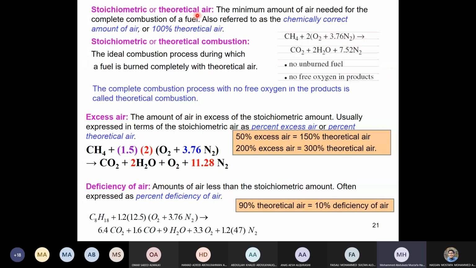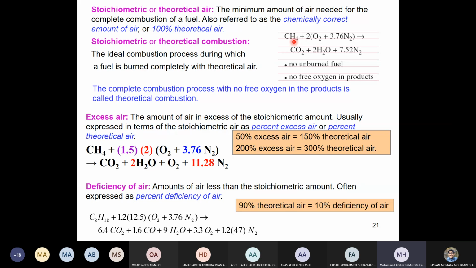We mentioned that theoretical air means that you have complete combustion with the minimum amount of air. In combustion engineering, we call theoretical air stoichiometric air. So we will find this expression instead of theoretical sometimes. When we say stoichiometric, it is exactly the same as we say theoretical. And this is here stoichiometric or theoretical combustion.